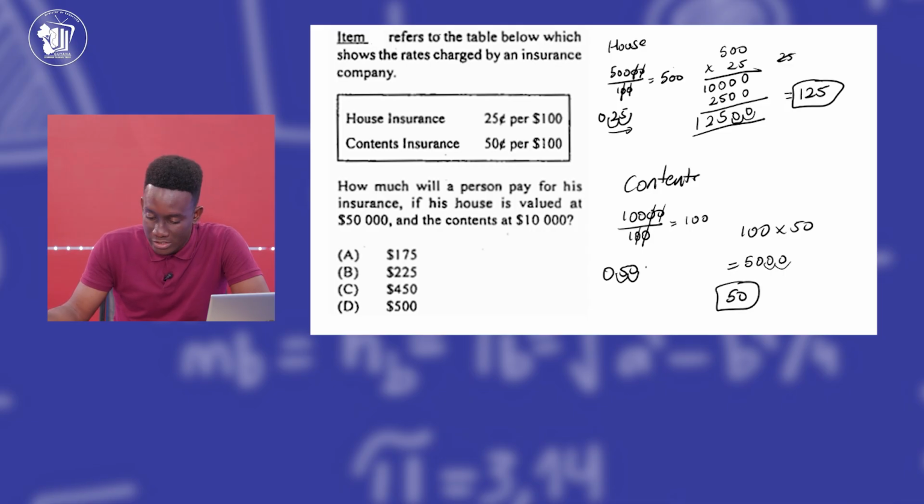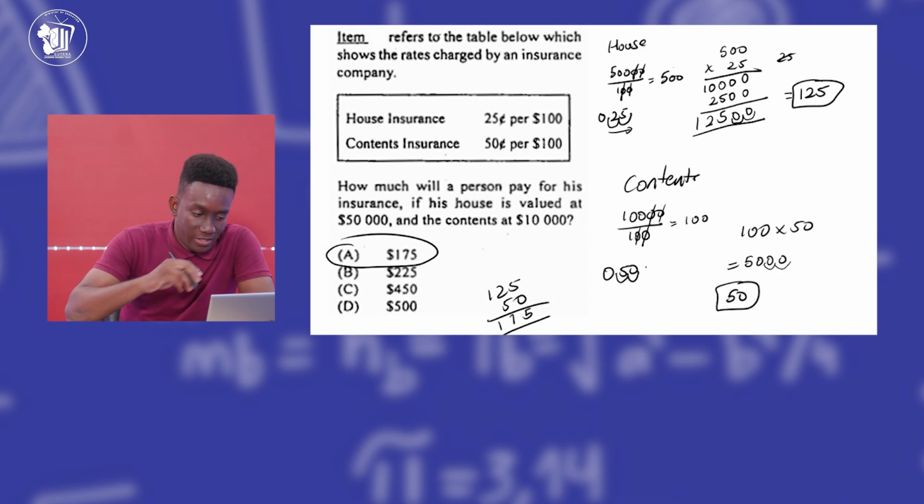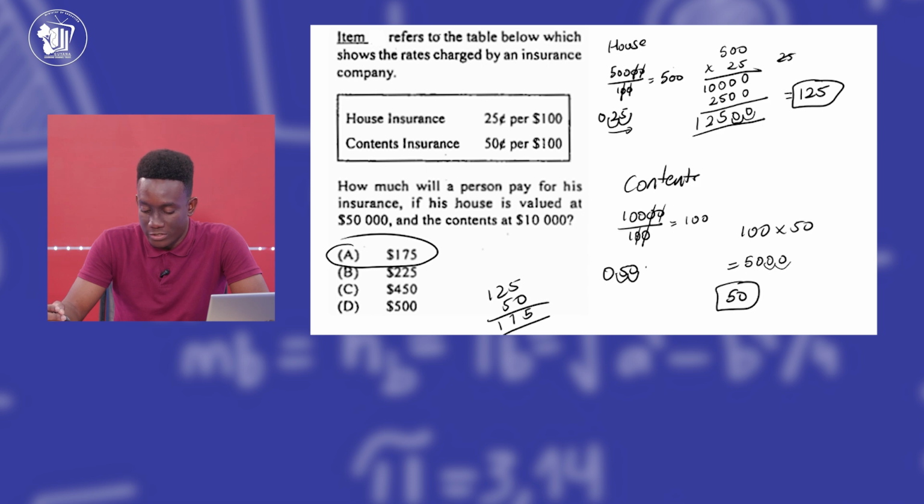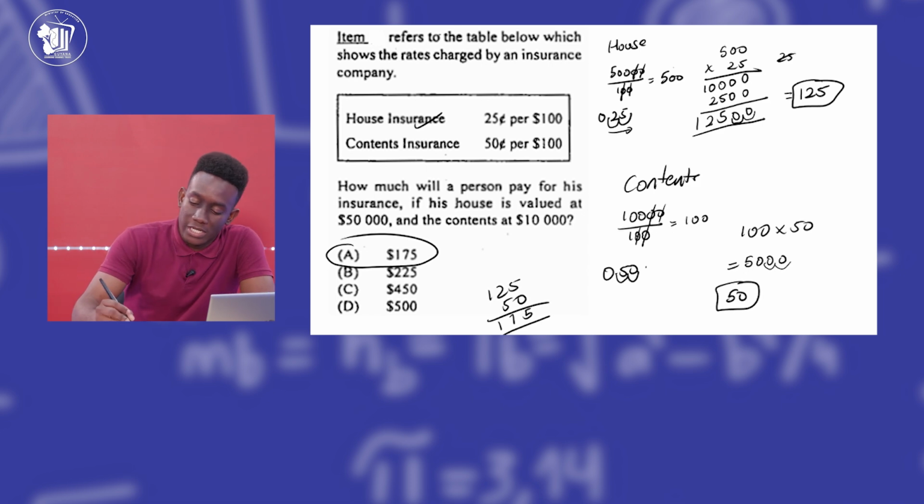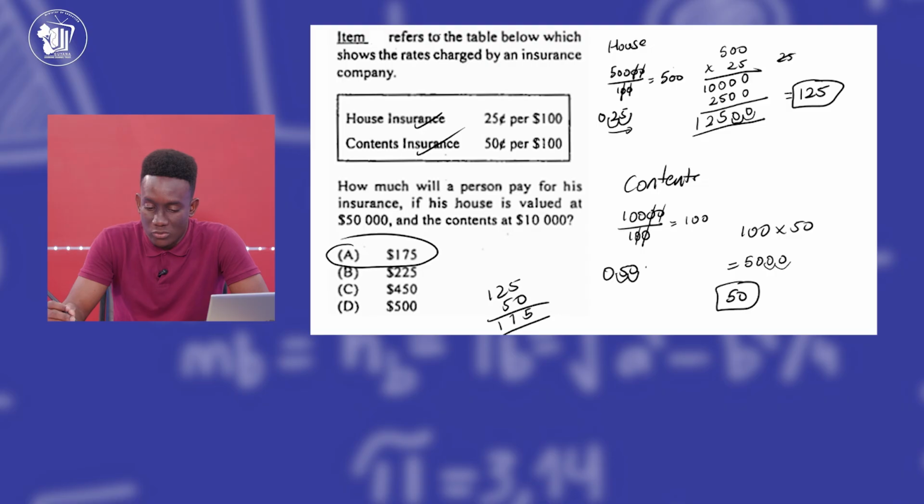So the total insurance that the person would pay would be 125 plus 50, which would be 5 and 0 is 5, 2 and 7 would be 7, 175, which is simply A. So the person will pay $175 for insurance for the house and the contents. So we have to do some calculation.